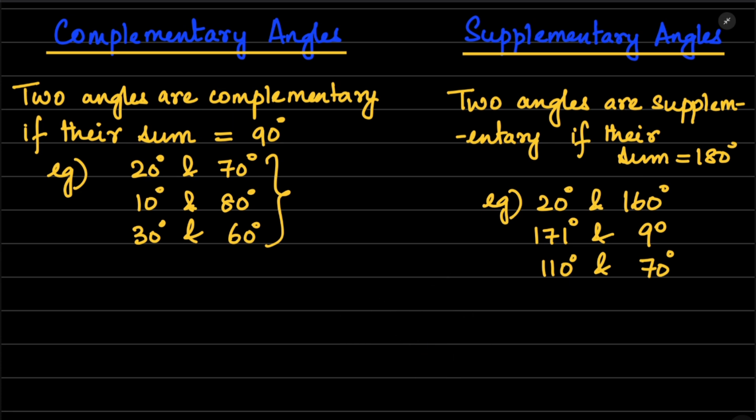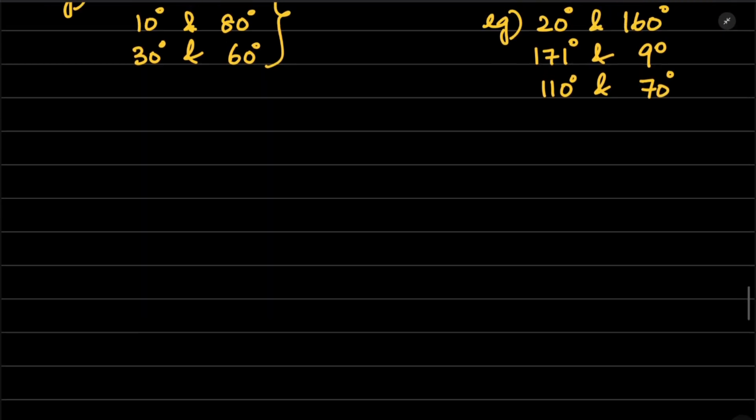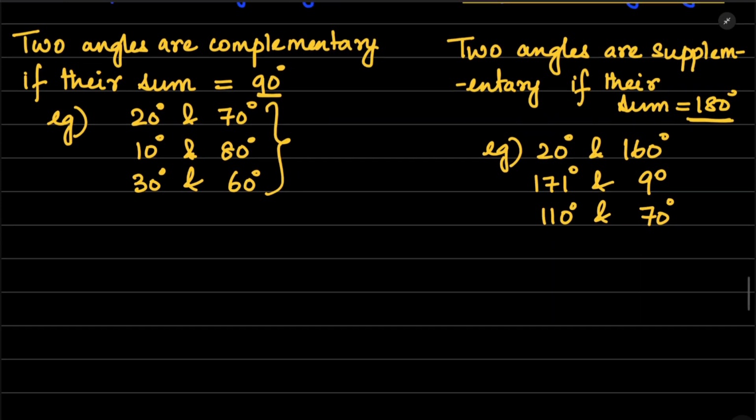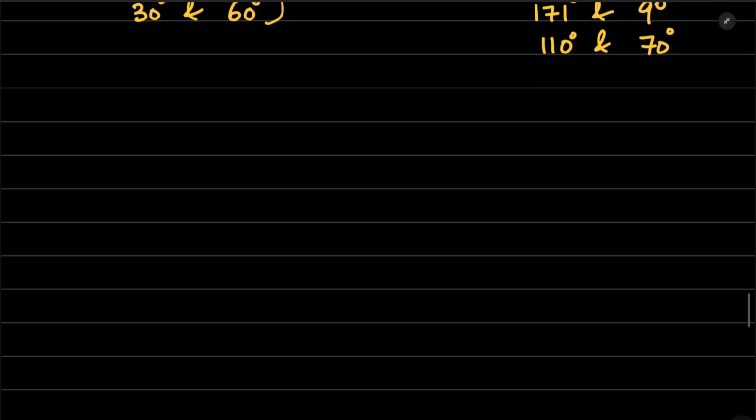Now a couple of questions. These are the kinds of questions, so it's very, very easy. Always remember, complementary means the sum is 90 degrees. Supplementary means the sum is 180 degrees. So a couple of questions.